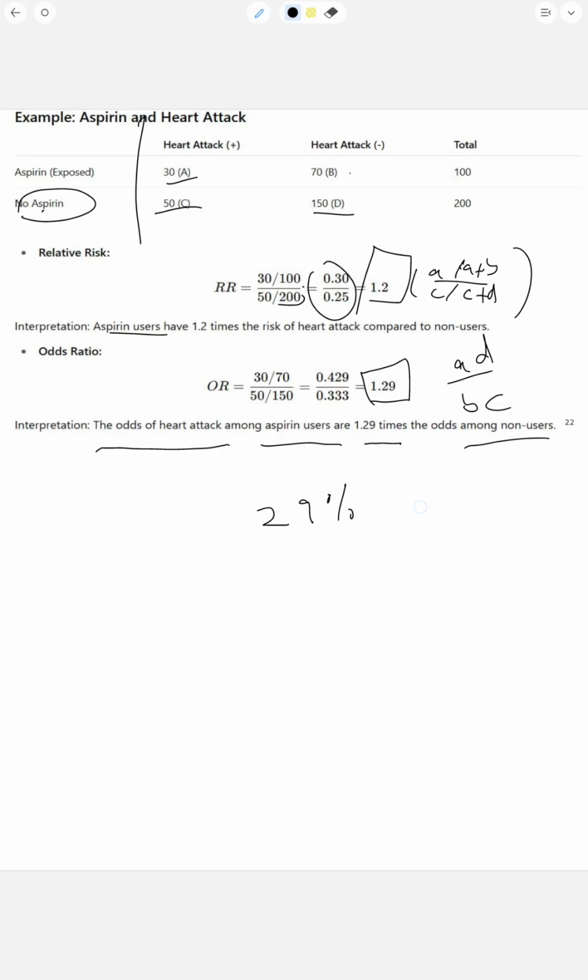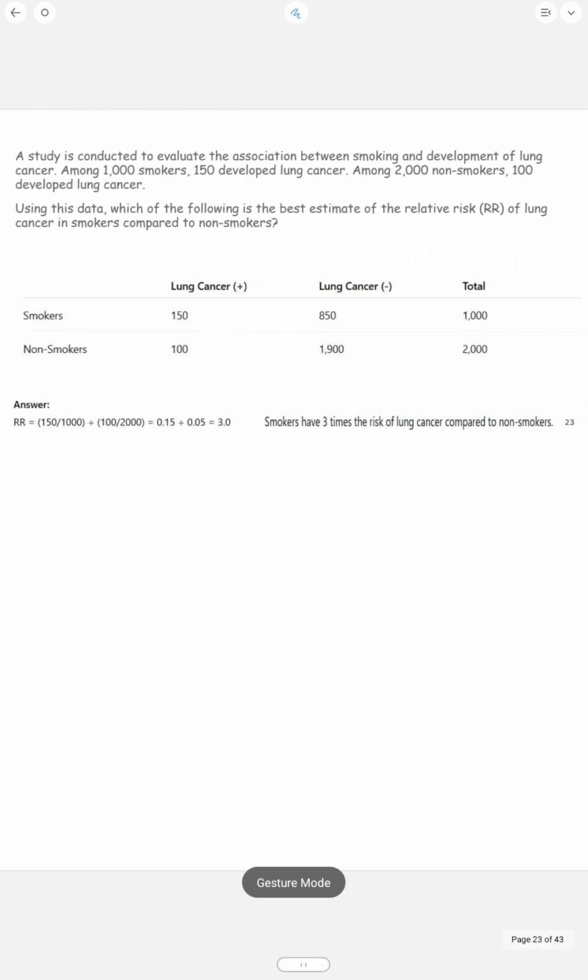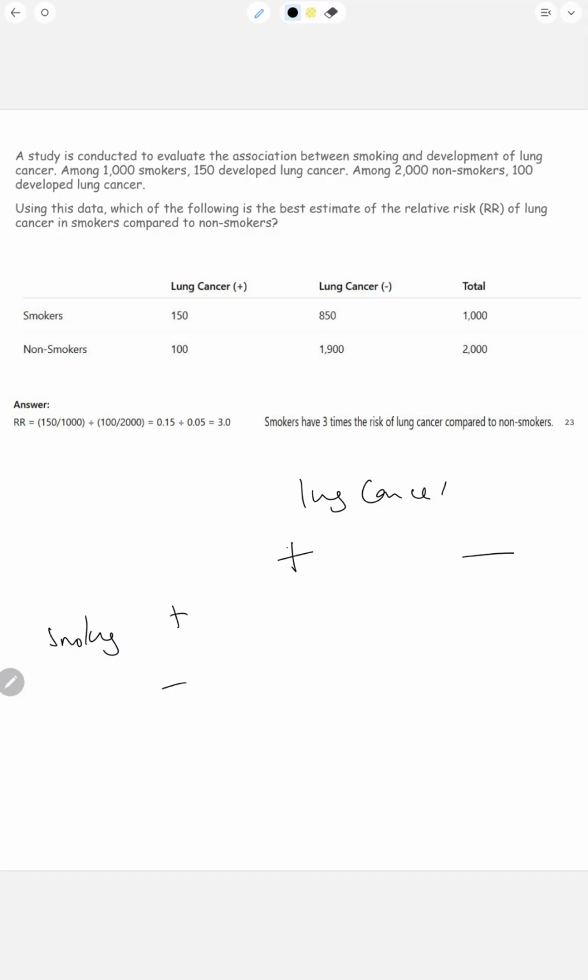Let's look at another example. A study is conducted to evaluate the association between smoking and lung cancer. So immediately we know, we put our outcome at the top here, which is going to be lung cancer, positive or negative, and then smoking. We know smoking is our risk factor, positive, negative. So among 1,000 smokers, 150 developed lung cancer.